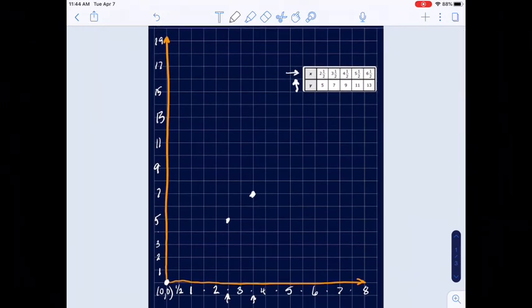4 1/2, 9. I go across on the x to 4 1/2, up to the 9, and I put a point. The next one is 5 1/2, 11. Across on the x-axis to 5 1/2, up to the 11, and put a point. And then 6 1/2, 13. Across to 6 1/2, up to 13, and I put a point.